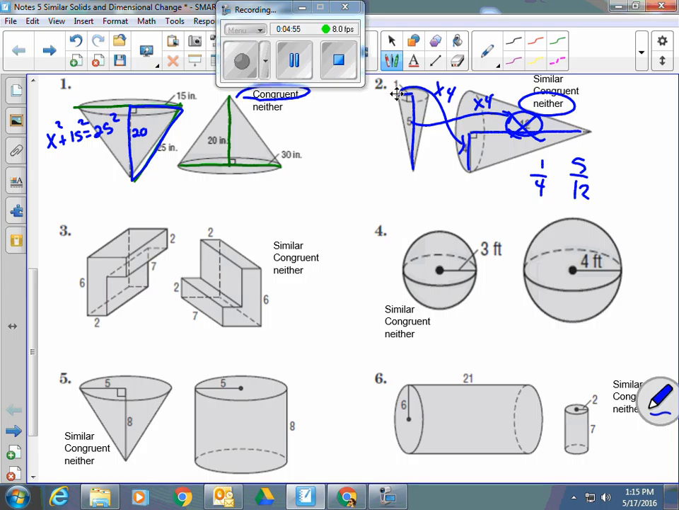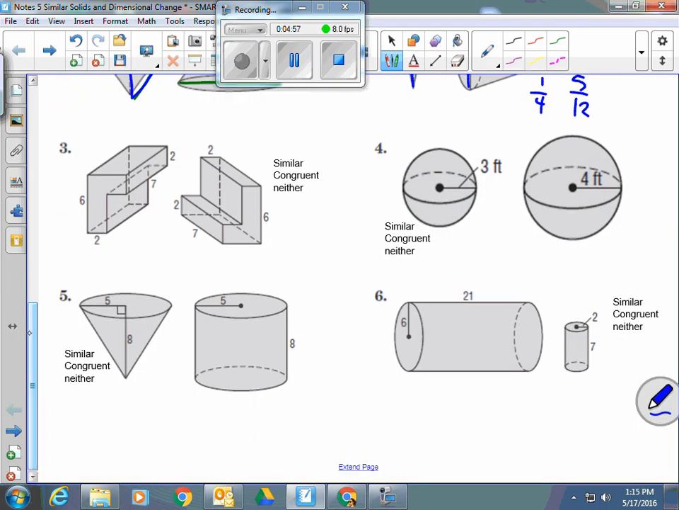Number 3, how many of you think it's similar? Congruent? Neither. Okay, it is absolutely congruent. The big part of the L is 6 on both of them. The top of the L is a 2. The height is a 7, right? And then we have this other little 2 here, so it is absolutely congruent. So on these, you're basically just counting up the sides. You're just looking to see are they the same or not. If all the sides are the same, then they're going to be congruent, as long as they're the same shape.